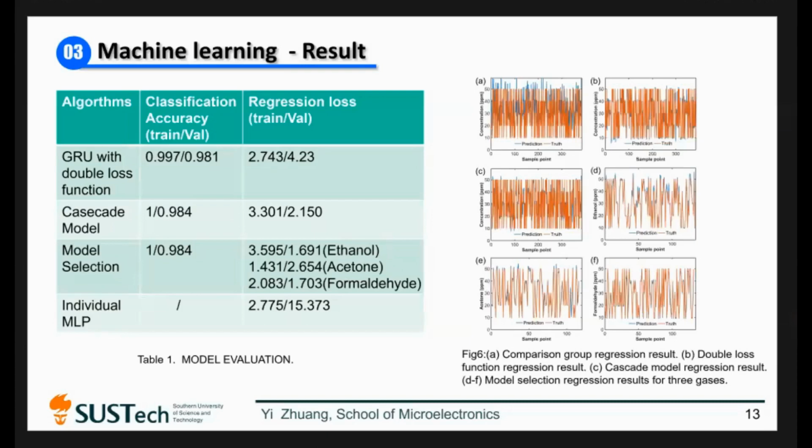The double loss function is a multitasking approach with a single model, but it requires careful management of the weight distribution between two tasks. For model stacking, the cascade model has a smaller model size but lower accuracy, while the model selection offers better accuracy with a larger model size. So we can choose the appropriate model based on the situation.